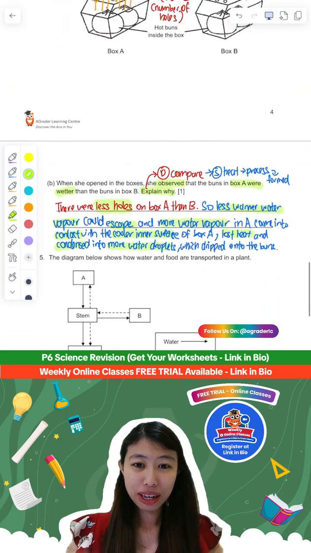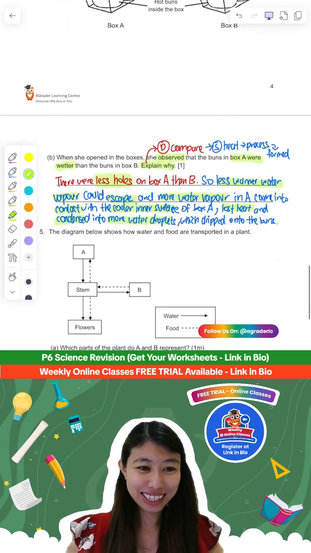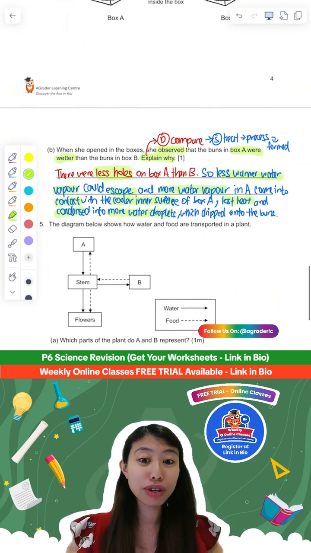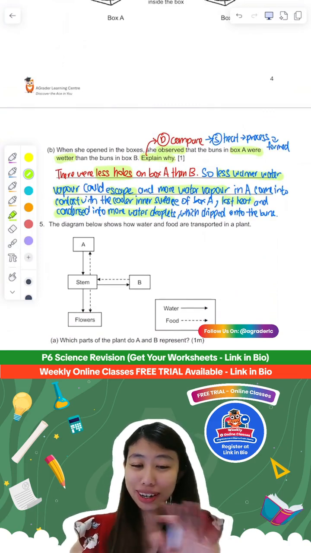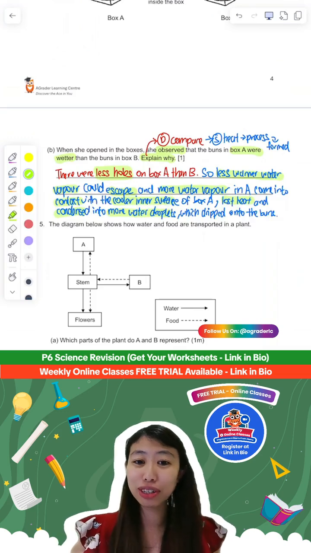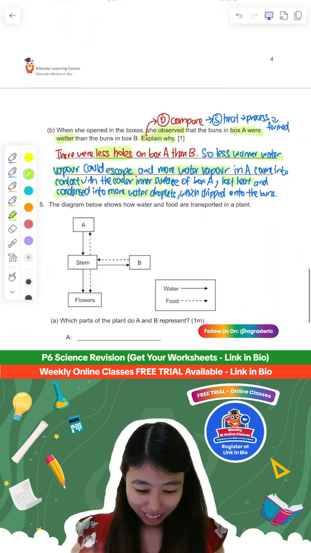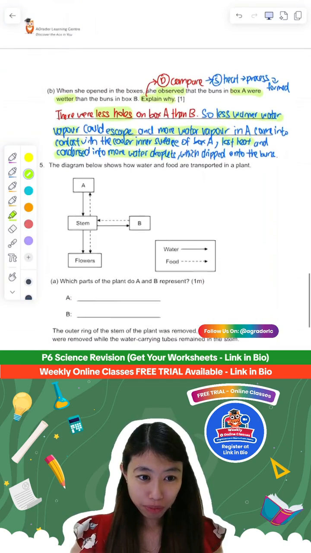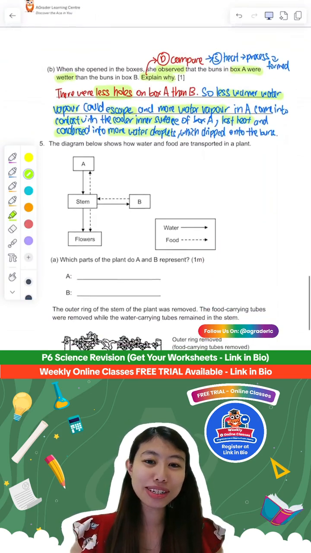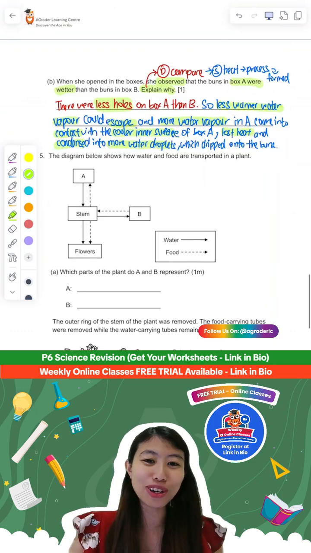I move on. Oh, no, exposed surface area. This one has nothing to do with exposed surface area actually. Okay, I'm going to move on. 4 marks. I seldom see any 4 marks. Maximum usually is 2 marks.